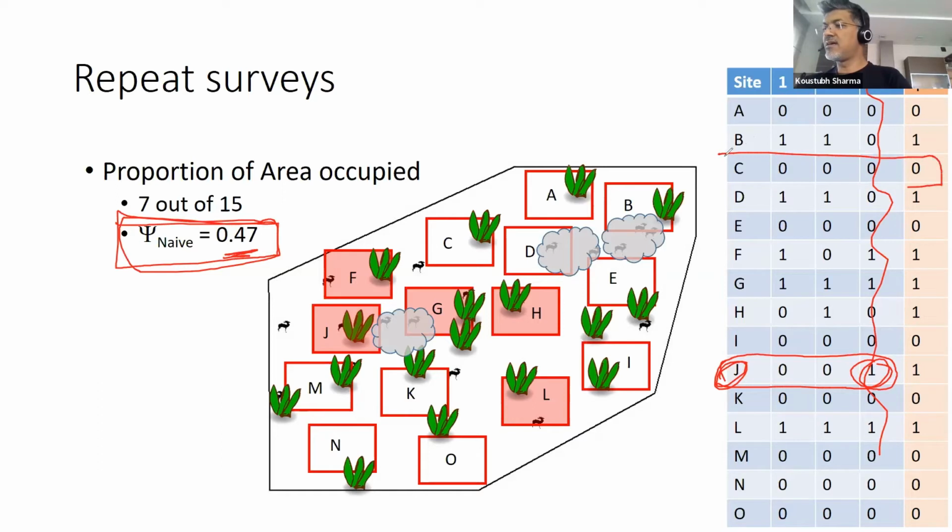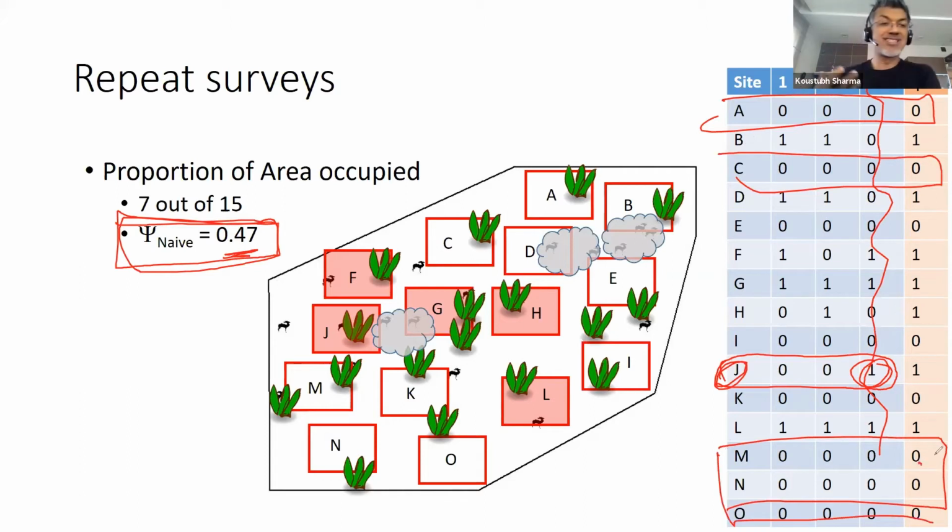Maybe it is in C, maybe it is in A, maybe it is in M or N. Maybe it's there, but I'm not seeing it. And that is the problem that we are trying to address. And to both Rub and Annalise's questions, I'll come to exactly try and explain how many repeats you need to do. This is still not the occupancy estimate we are interested in. This is still a naive estimate.